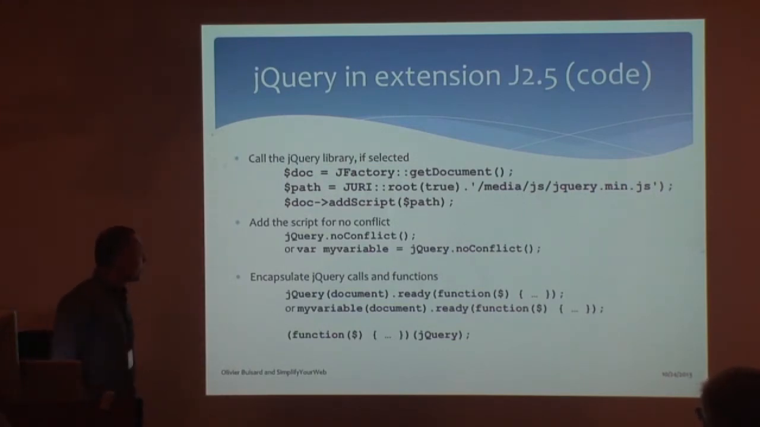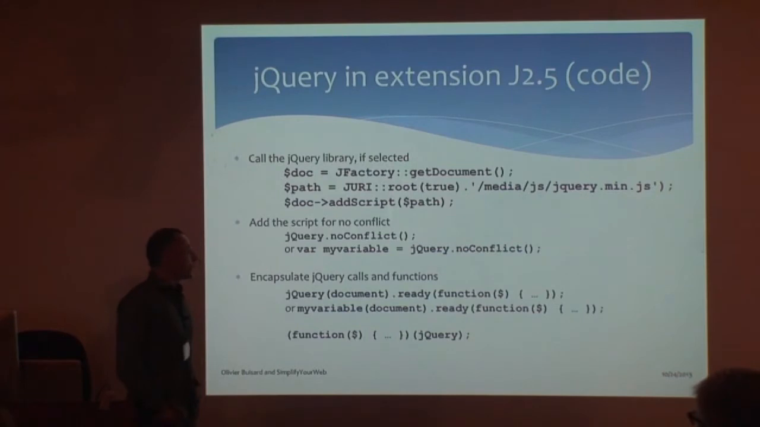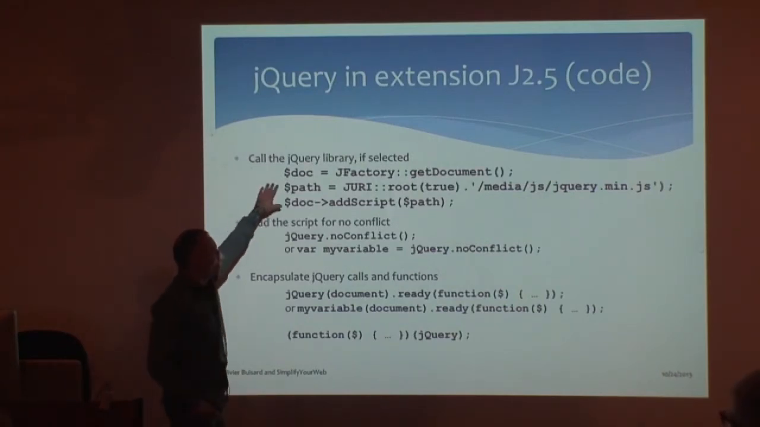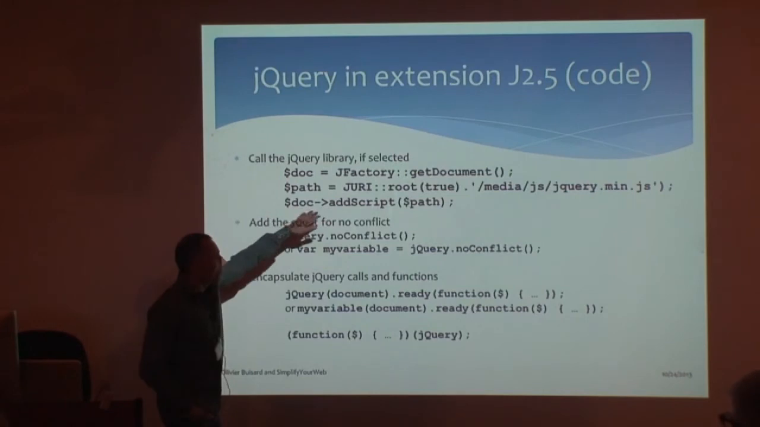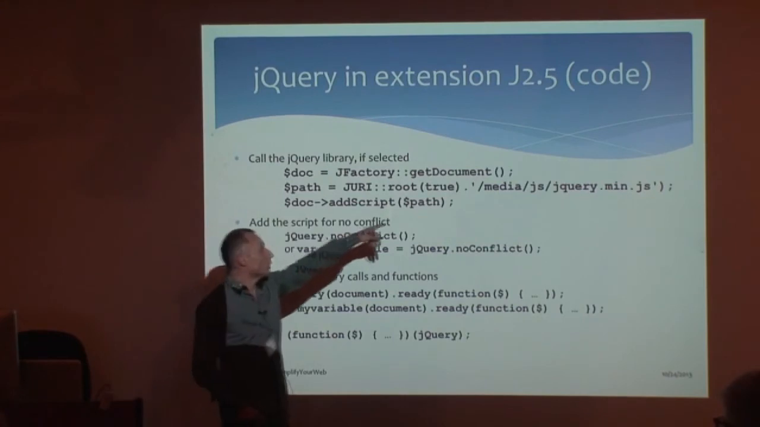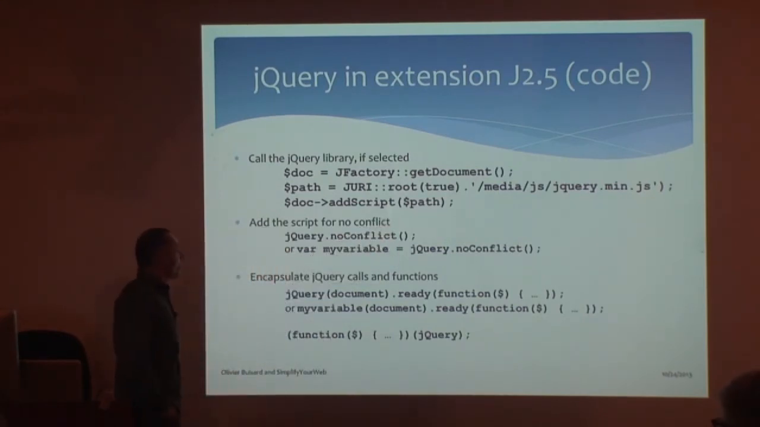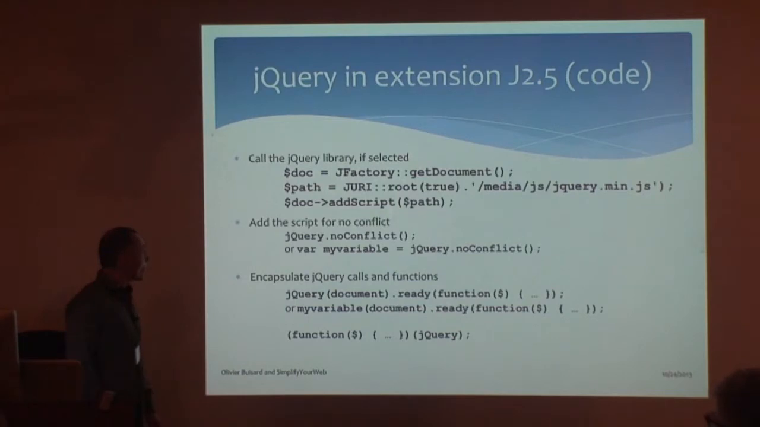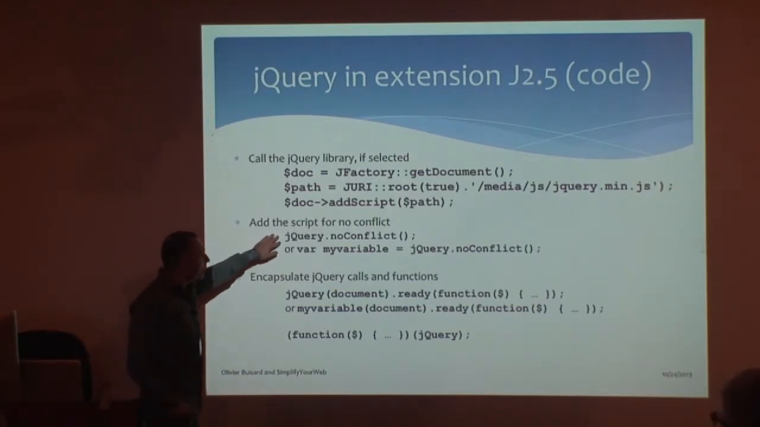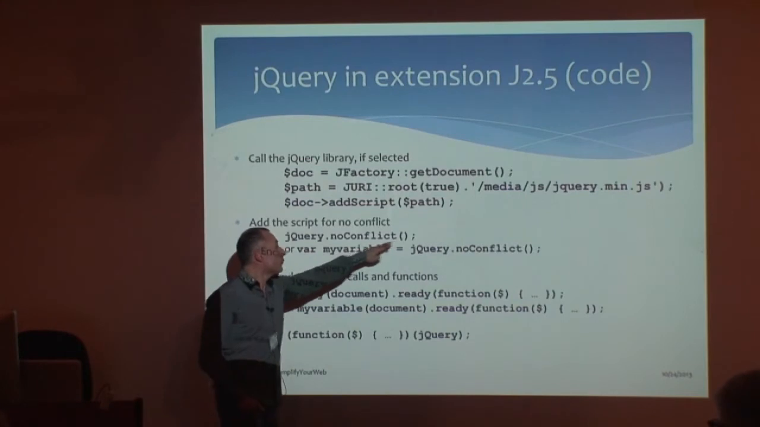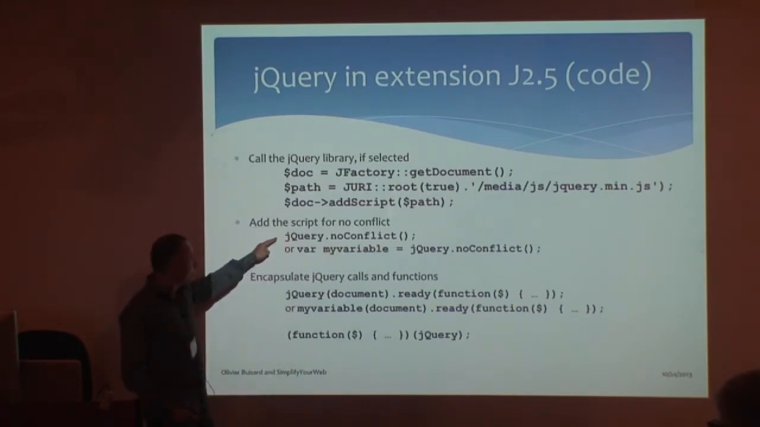At the code level, it's a little involved in Joomla 2.5. First, if you let the user decide if he wants to load the jQuery library or not, you need to add a little code that will do that. I'll just show you little examples of loading jQuery locally from the media folder. You need to add your no conflict code. This is the only line that's needed for avoiding conflicts with MooTools.